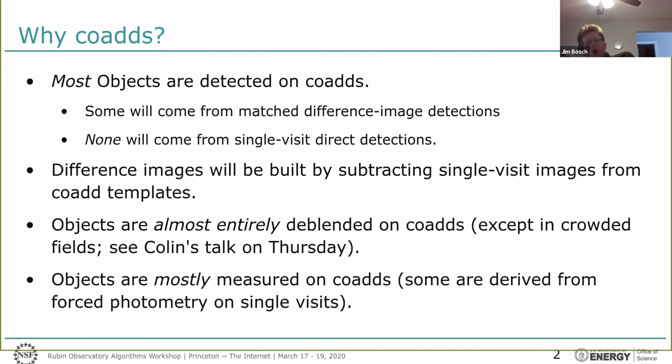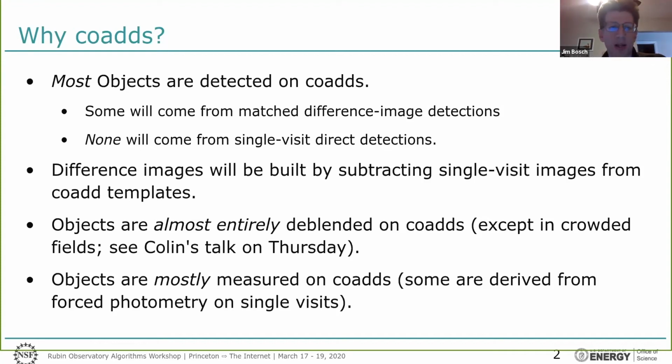So what will we use coadds for? First off, most of our objects. Remember, objects are the name we use as opposed to sources. Objects are essentially catalog records that are characterized using all the data we have available rather than a single epoch. Most of our objects are detected on coadds. Some of them will come from matched difference image detections. None of them will come from single visit direct detections. I think we expect everything that we could get from single visit direct detections will be better detected either in coadds or on difference images.